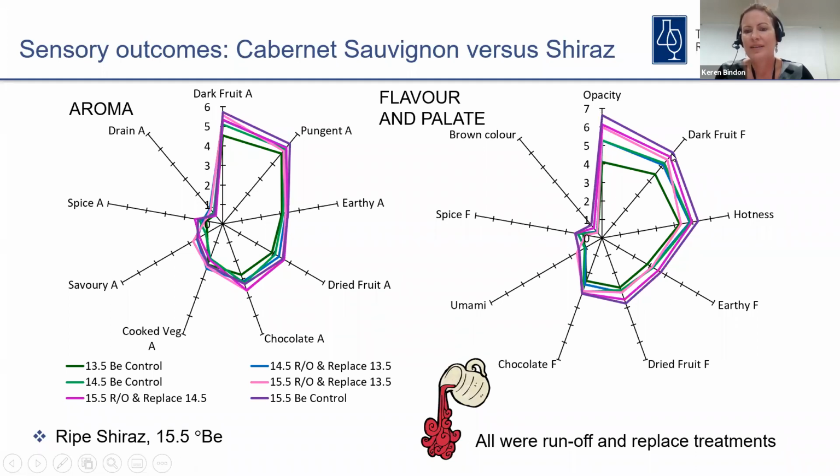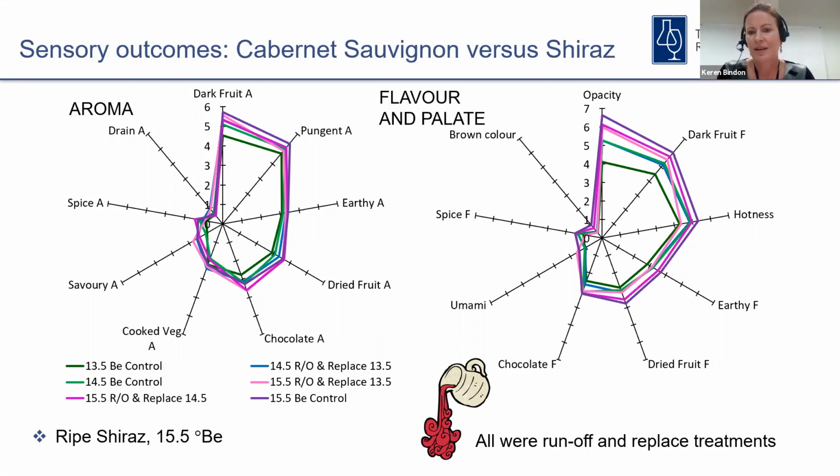Delaying harvest clearly brought changes in that dark fruit flavour and aroma. And clearly we also see that there's that dried fruit attribute that starts to appear as the grapes ripen. Now, what happened with water addition is that there were notable losses also in some of the dark fruit flavour attributes and the dried fruit flavour attributes, as well as chocolate and some of the others, which you can come back to if you want to look at these slides later on. But importantly, there were also decreases in hotness as the water additions were made.